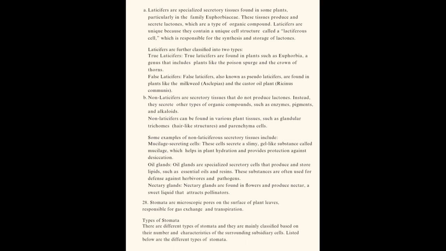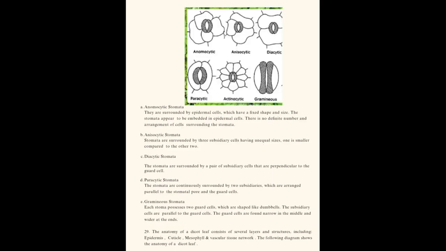28. Stomata are microscopic pores on the surface of plant leaves, responsible for gas exchange and transpiration. Types of stomata. There are different types of stomata and they are mainly classified based on their number and characteristics of the surrounding subsidiary cells. Listed below are the different types of stomata. Diagrammatic representation is as follows.